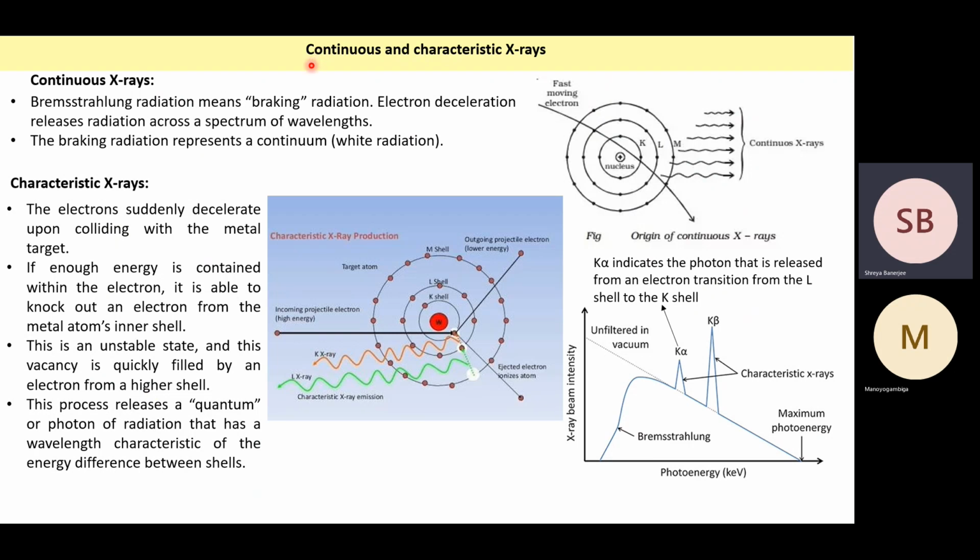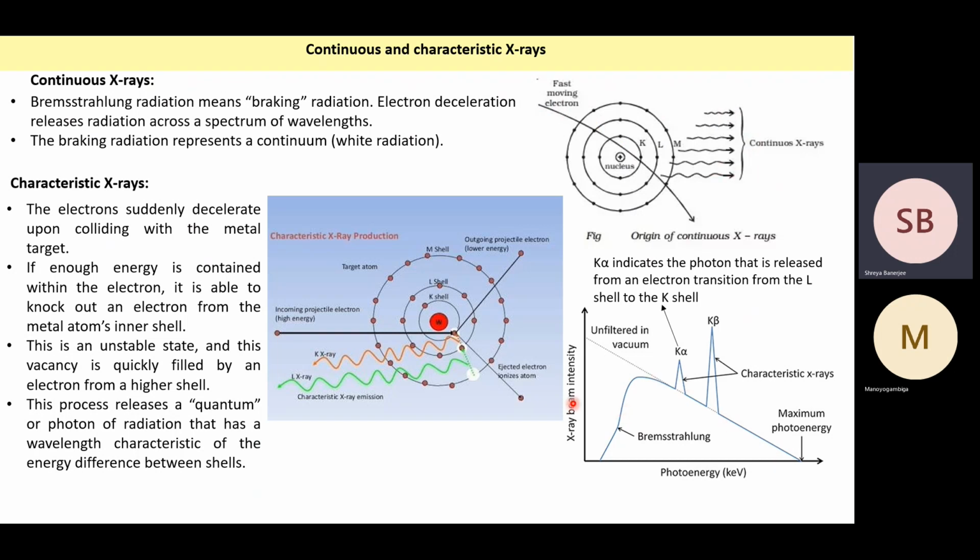Next, we will talk about continuous and characteristic X-rays. So continuous X-rays are also called Bremsstrahlung radiation, which means breaking radiation. What happens here is the electron which is accelerated from the filament reaches the atom, and it releases a radiation across many different wavelengths.